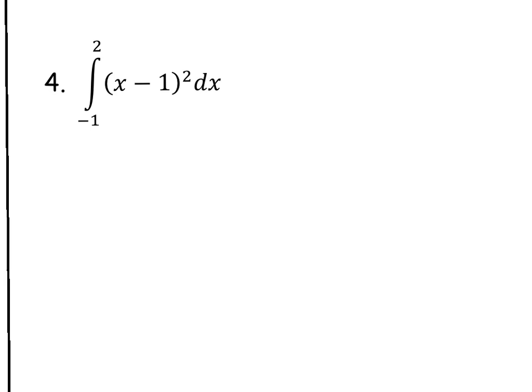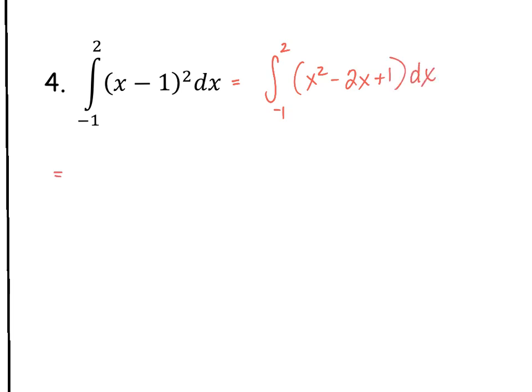And then finally down to number 4. For number 4, I am able to do this several different ways. I'll be showing you u substitution in a later video that you can use for this. But for right now, I'm just going to go ahead and do it the long way. What I need to do first is multiply out my x minus 1 quantity squared. That's going to give me x squared minus 2x plus 1, with my dx at the end.